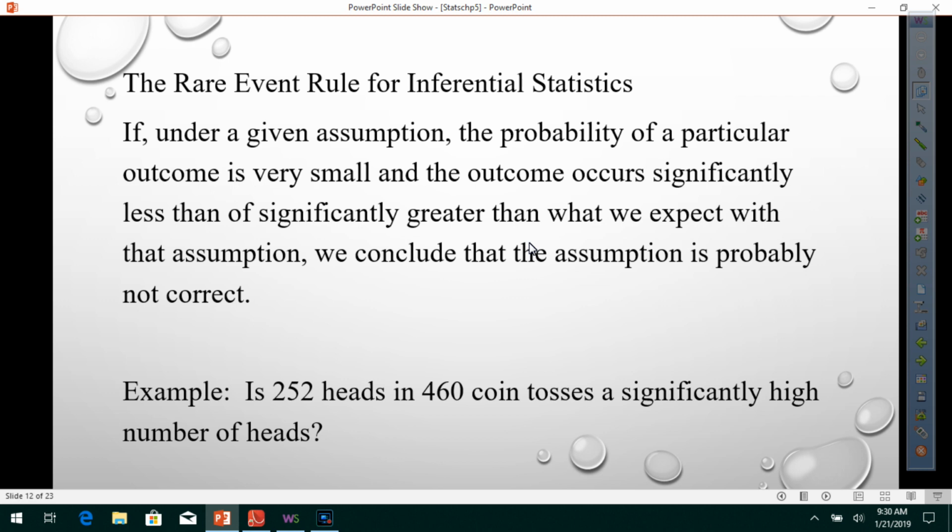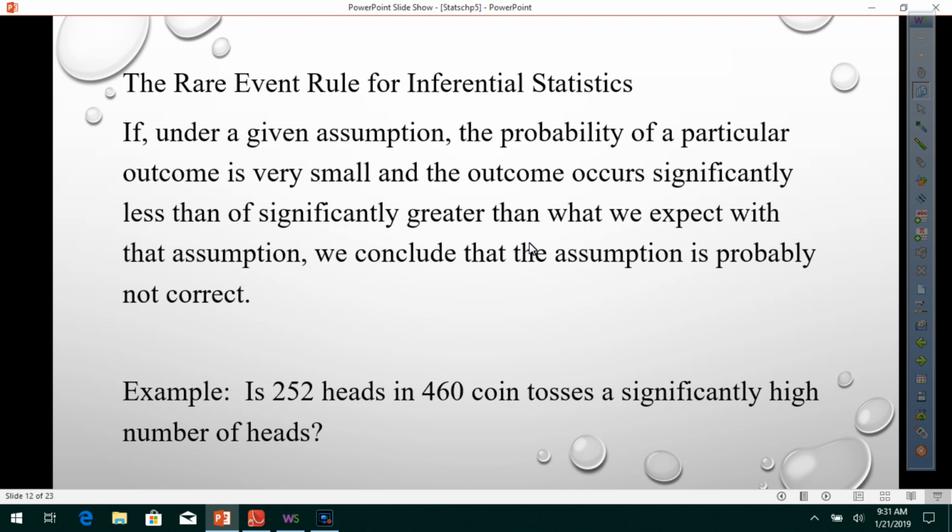All right, which leads to the rare event rule for inferential statistics. It says, if under a given assumption, the probability of a particular outcome is very small and the outcome occurs significantly greater or significantly less than what we expect with that assumption, we conclude that the assumption is probably not correct.